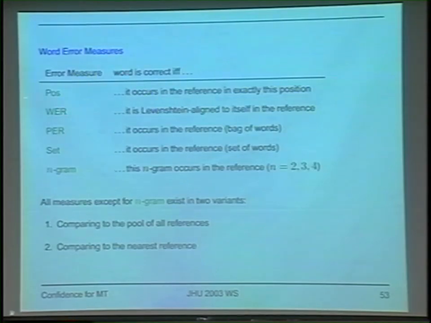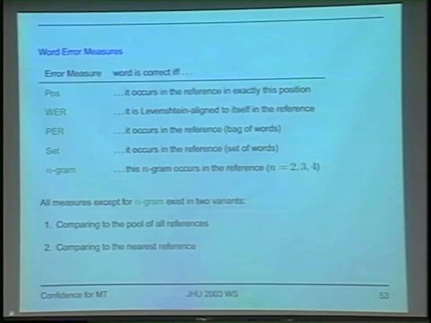The second one is the word error rate, which is well known from speech recognition. We will count the word as correct if it is Levenshtein aligned to itself in one of the references. Then the position independent word error rate checks whether a word occurs in the reference. And this is a bag of words approach. That is, we also take the number of times a word occurs in the references into account. And the next measure is less strict. This simply takes the set of words without regarding the number of times a word occurs.